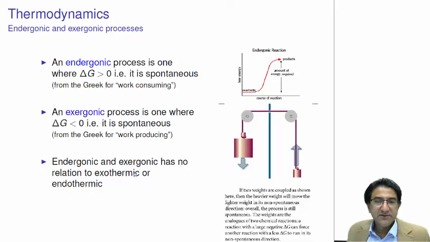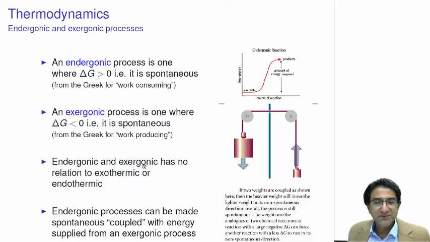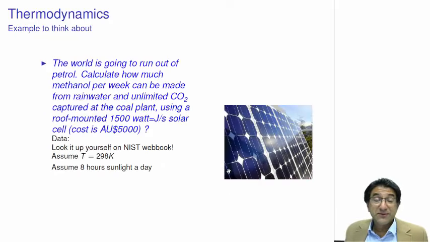Endergonic and exergonic has no relationship to exothermic or endothermic. Well, it does, but there are 4 possibilities, as we saw before. Endergonic processes can be made spontaneous by coupling with energy supplied from exergonic processes. So the light weight going upwards, that's an endergonic process. It's not spontaneous, but if we couple it together with this exergonic process, it will happen spontaneously.